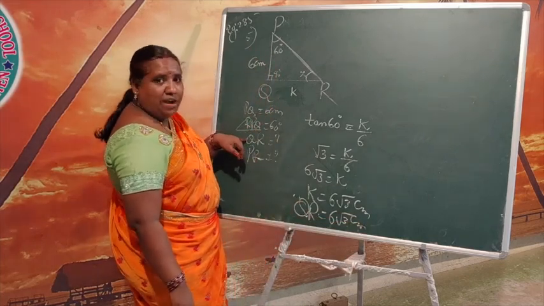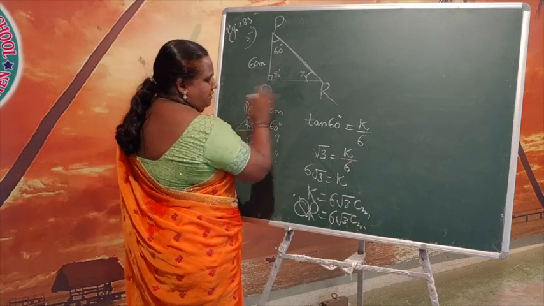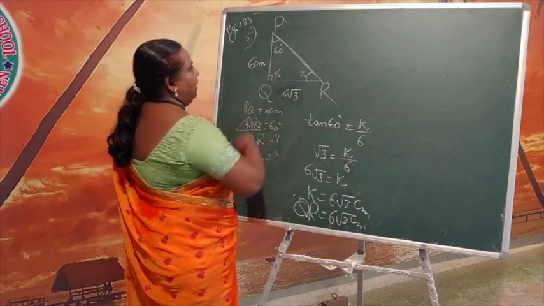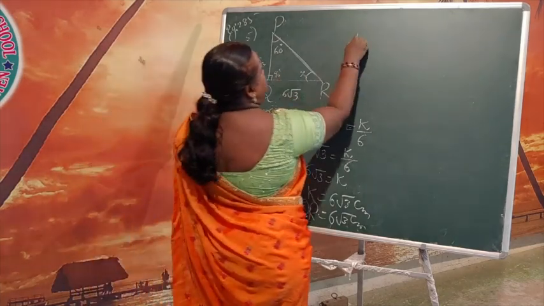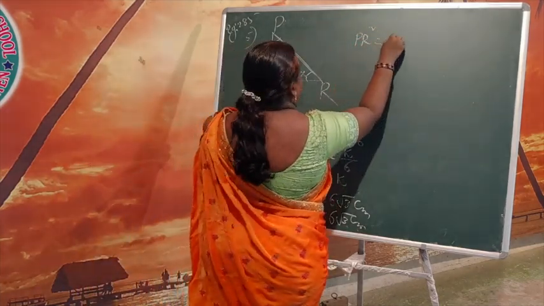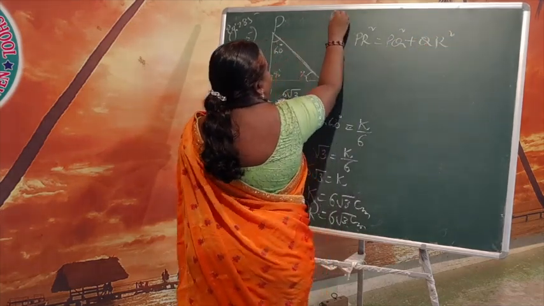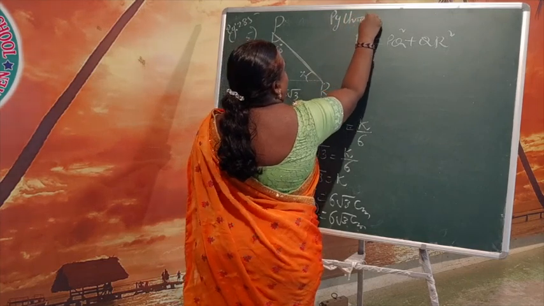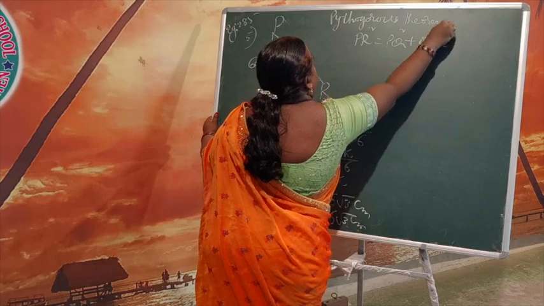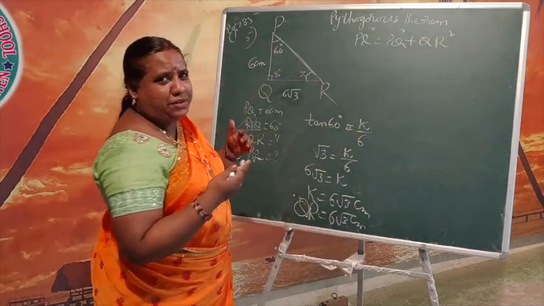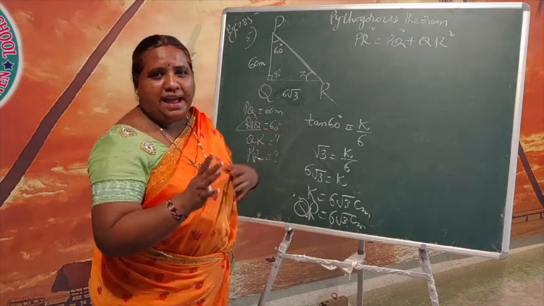In our values, one value we got. The remaining is PR. So now in the place of K, I am writing 6 root 3. Now we have Pythagoras theorem. So to find PR, PR square is equal to PQ square plus QR square according to Pythagoras theorem. This is the main theorem, basic principle we are observing. Pythagoras theorem, trigonometric ratios, trigonometric values. These three are the main.